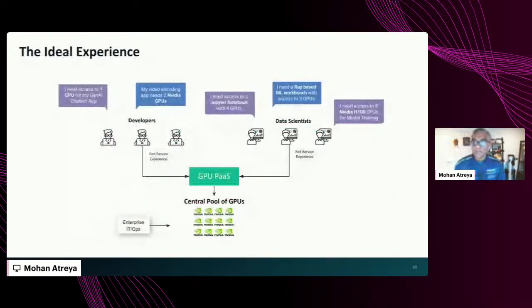The answer is you've got to centralize. There's no choice. This is something we've been working on with a lot of large enterprises, and this is the answer they have settled on. Well, what does this mean?